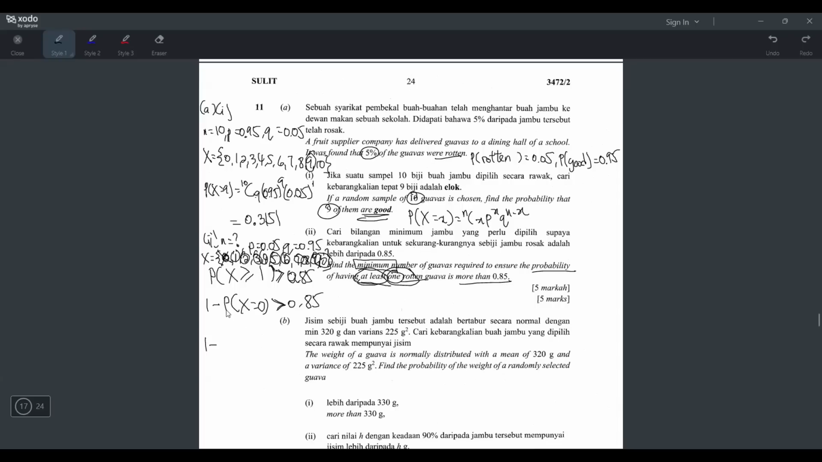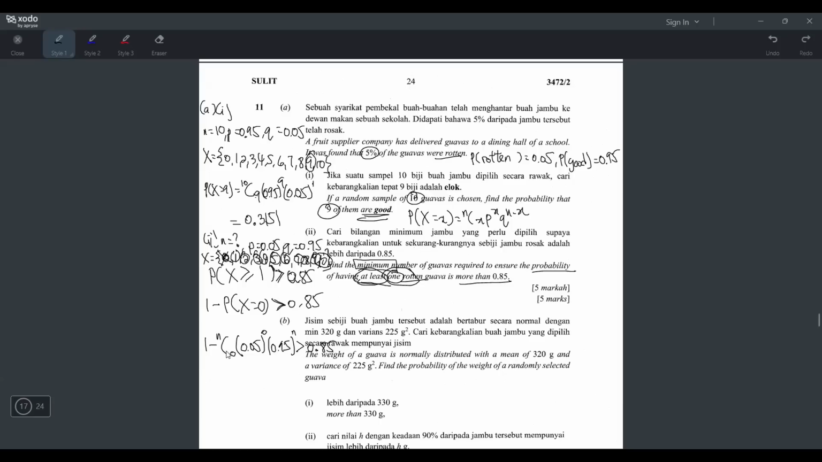Okay, let's use the formula. P(X=0). So the formula is nC0. Okay, the n we don't know. Yeah, the n mau cari. So nC0 bracket. Probability of success 0.05. And then probability of failure 0.95. And the power here will be same with the number down here. So 0. And then the power here will be n minus 0, which is n. And then bigger than 0.85.